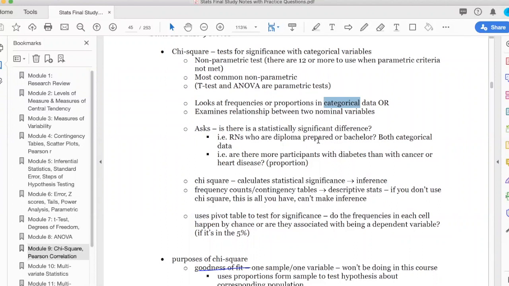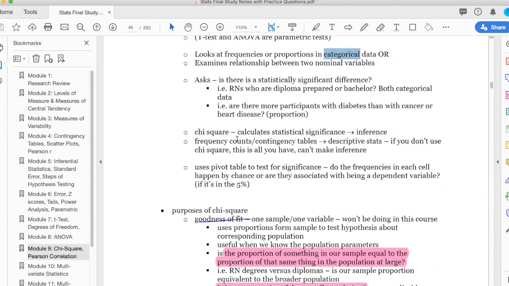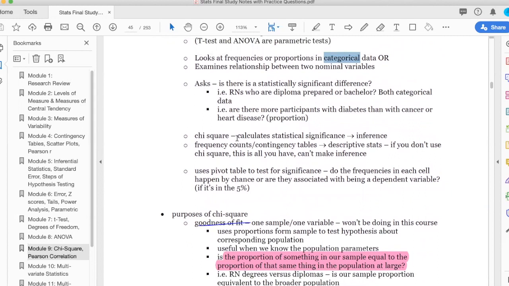Yeah, so you might have two nominals or a nominal and ordinal, whatever. I found the way they explain this to actually be quite confusing. But it's basically telling you if there's a statistical significance in terms of the relationship between two categorical variables. So if you look at RNs and RPNs, diploma RNs, diploma or bachelor.